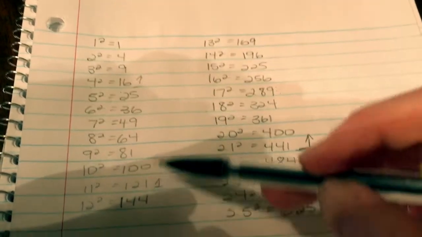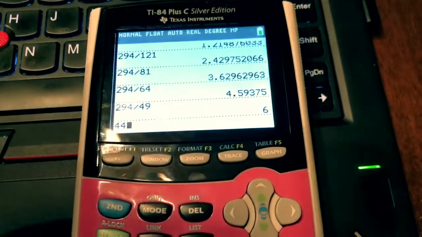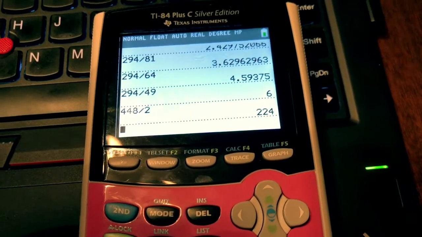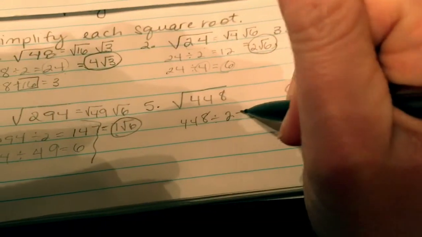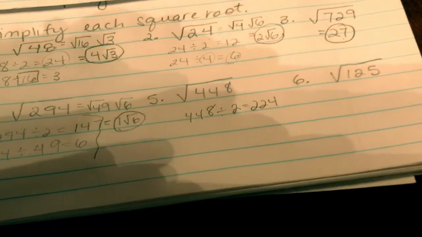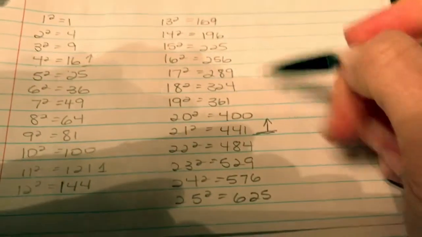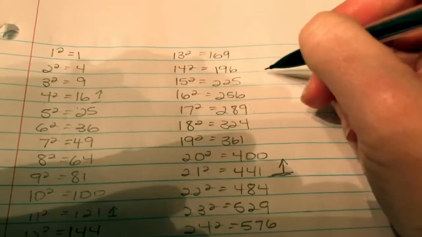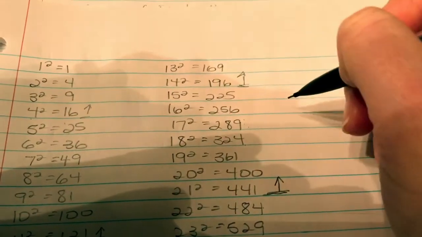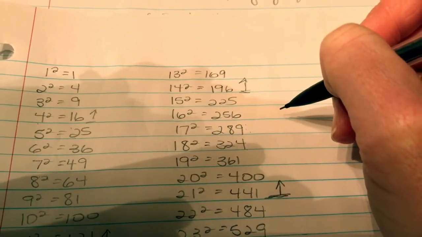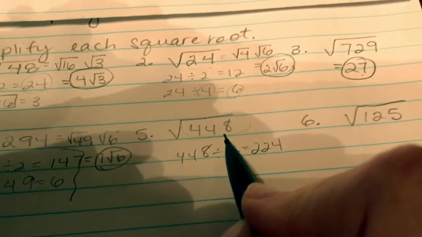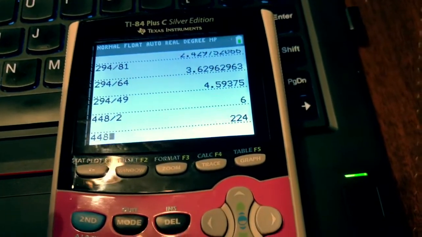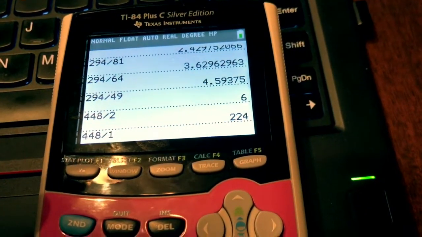And then we can check. See, if we just started trying all of these values, there's a lot more to try. But if we cut it in half, 448 divided by 2, we get 224. And now we don't have to try from here, actually. We can just skip several options and start dividing 448 by 196.